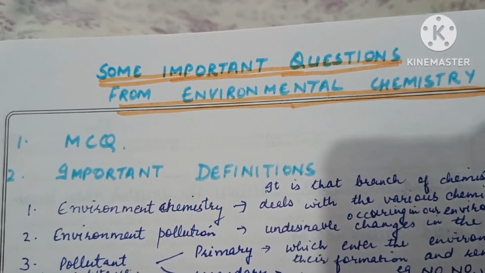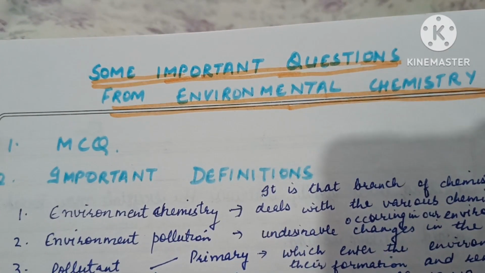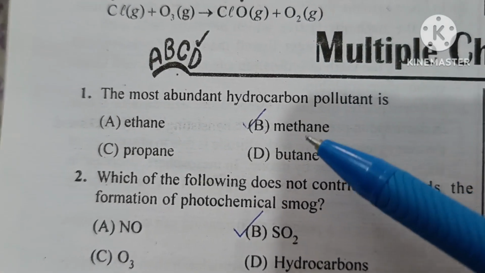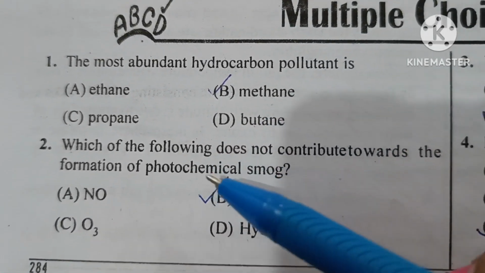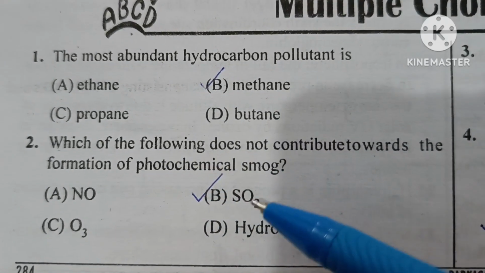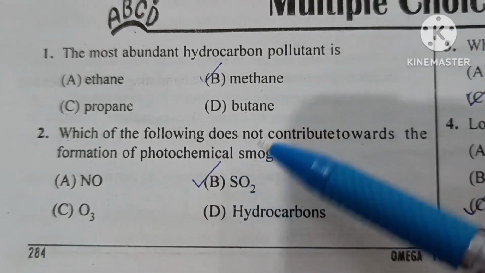The first category will be multiple choice questions. The most abundant hydrocarbon pollutant is methane. Which of the following does not contribute towards formation of photochemical smog? Answer is sulfur dioxide.